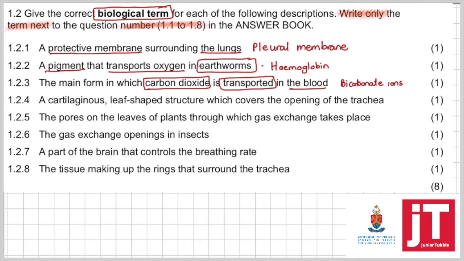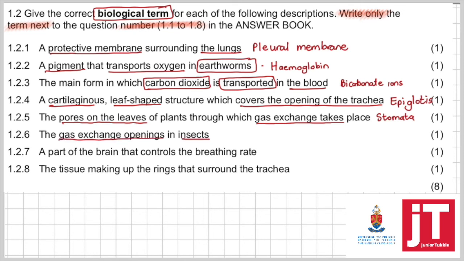Right. 1.2.4, a cartilaginous leaf-shaped structure that covers the opening of the trachea. Epiglottis. Yes, you called it. All right. 1.2.5, the pores on the leaves of plants through which gas exchange takes place. Here we're looking at stomata. The gas exchange openings in insects. Now, from animal diversity, you should be able to identify this very, very easily. We're looking at our spiracles. Okay. Those are the gas exchange openings in insects through that hard exoskeleton that covers the outside of them.